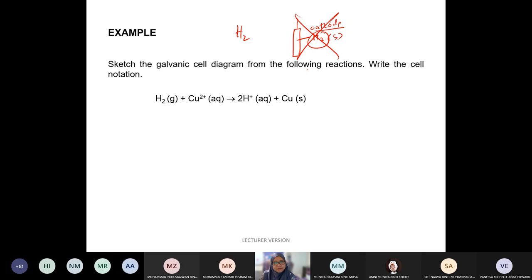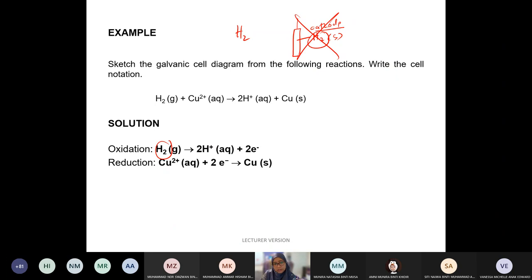Okay. Sketch the galvanic cell. Right? Write the cell notation. Okay, so another example. As usual, you need to identify which will undergo oxidation and reduction, because you want to draw the galvanic cell. You need to know this half cell is oxidation. Who is involved? Oxidation involves H2, and reduction involves copper. So once you know, you will know what you need to use for your electrode.